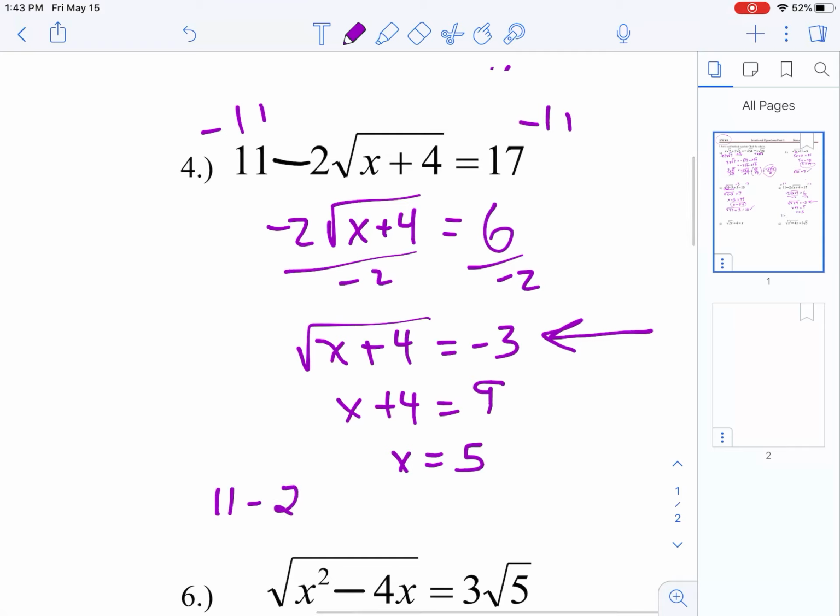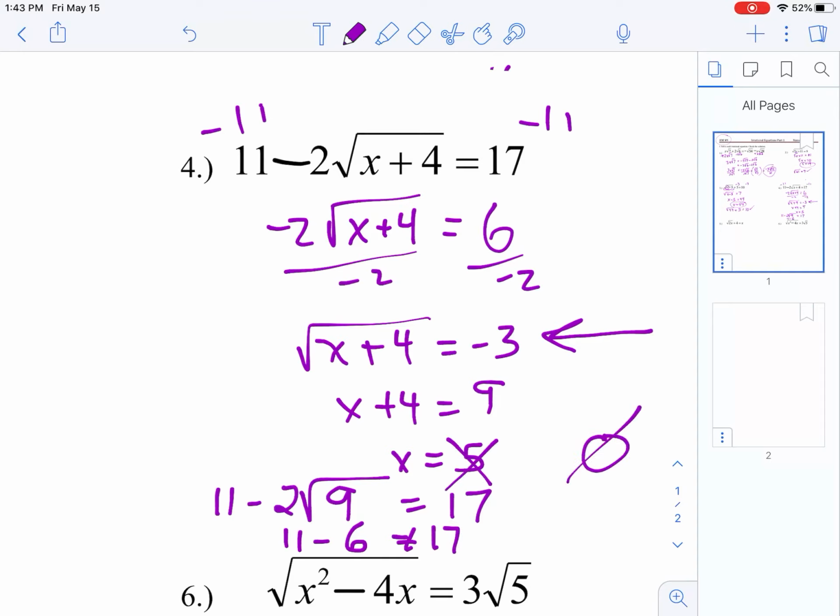So 11 minus 2 root 5 plus 4 is 9. So does that give me 17? So 11 minus 6 does not give me 17. Okay, so 5 is not the answer. So the answer is the null set. I should have known something was fishy, because how can the square root become a negative?